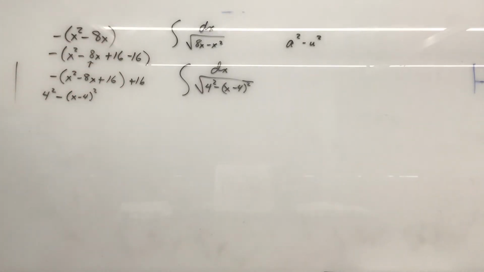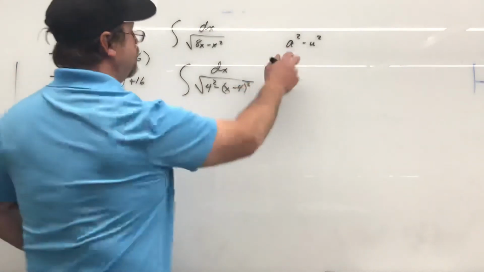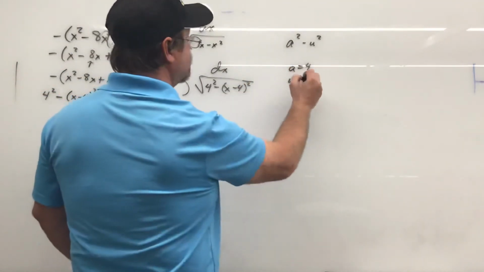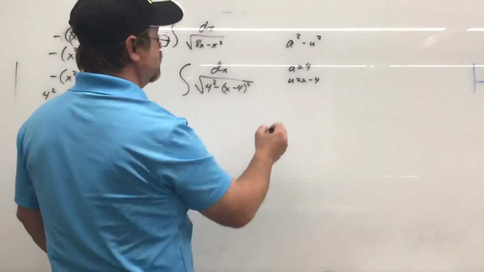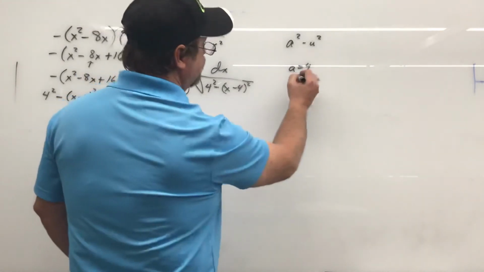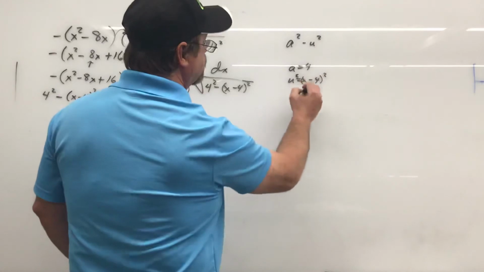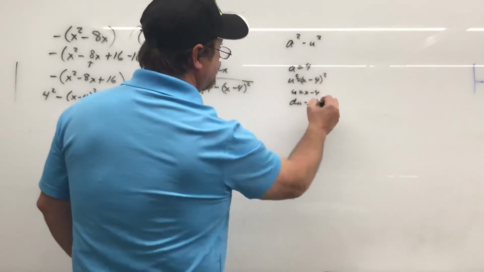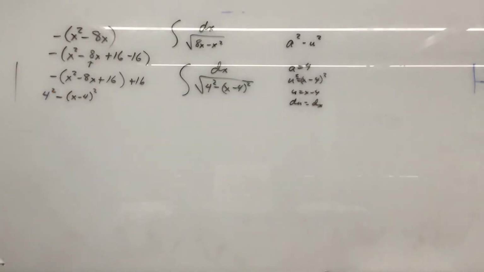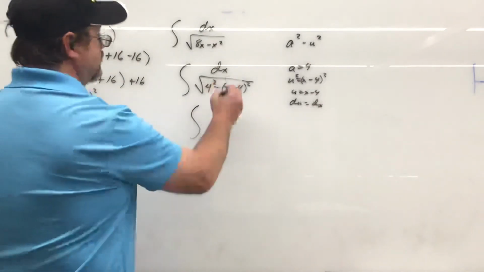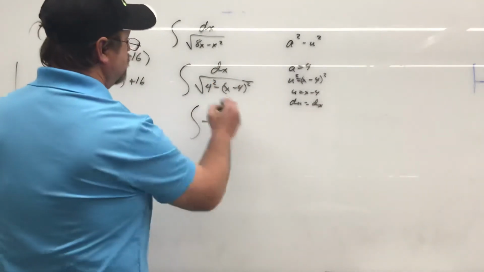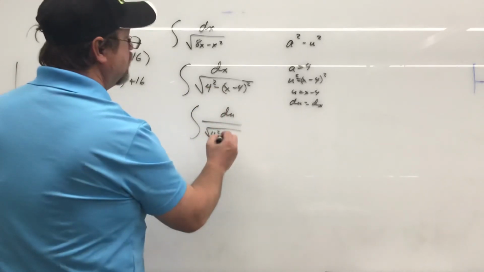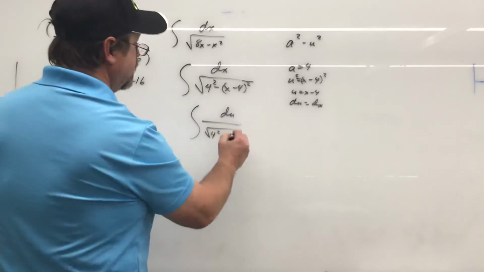Okay, so now I want to make this substitution where I say, well, it's of that form, so a is equal to 4, u is equal to x minus 4. u squared is equal to x minus 4 squared, so u is equal to x minus 4. And du is just equal to dx. It's an easy substitution to make. du is dx, so there's du. Here I have the square root of 4 squared minus u squared.